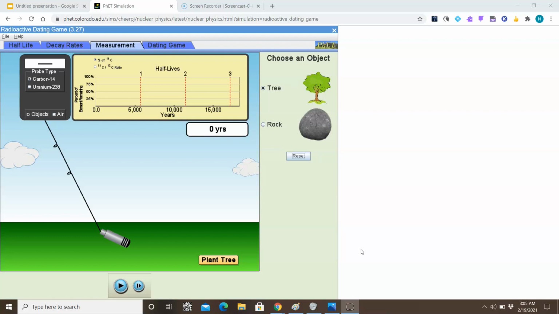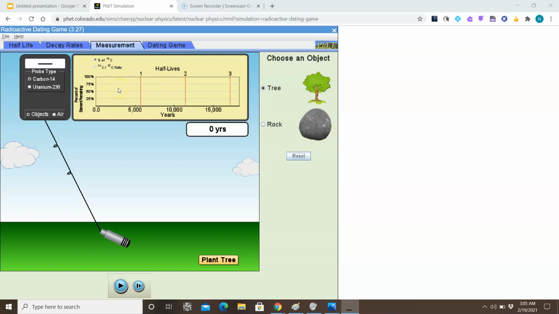In this video, we are going to monitor the amount of two radioactive isotopes, carbon-14 and uranium-238, in two different objects, a tree and a rock.